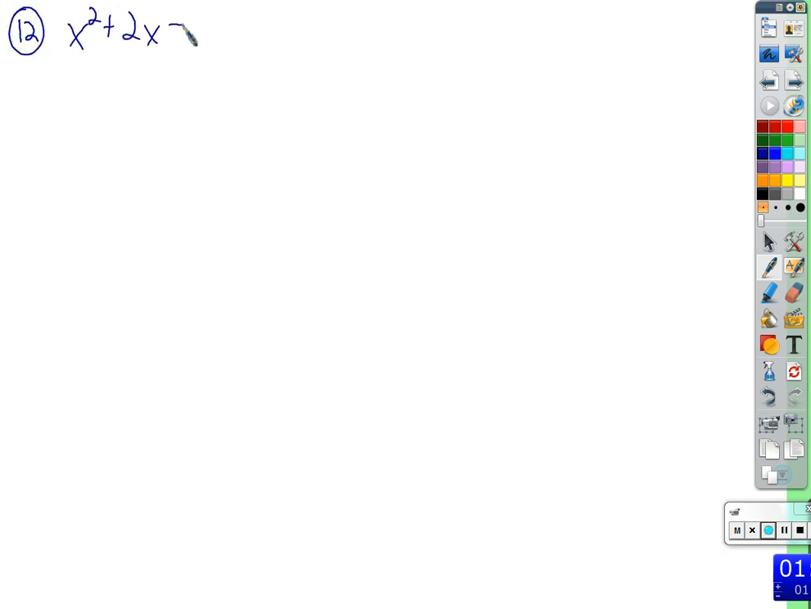X squared plus 2x equals 3. Okay, I'm going to remind you what the idea is. Here's the idea. At some point, we would like to very simply take the square root of both sides. That's why we're doing any of this. We're making it so that one side is squared, and the other side is a number. We just take the square root of that number. To make that happen, we have to do this thing called completing the square.